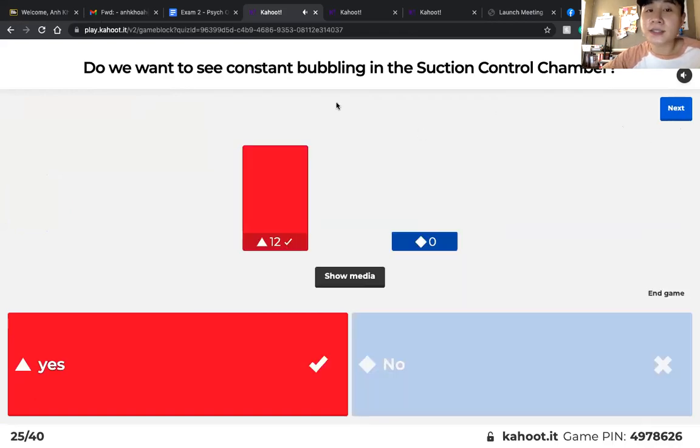Awesome, guys. So we want to see constant bubbling in the suction control chamber. We don't want to see bubbling in the water seal chamber, because if there's bubbling in the water seal chamber, it indicates that there has been a leak. If there is no bubbling in the suction chamber, we check from the device to the wall. If there is bubbling in the water seal chamber, we check for the kink. We check from the chest tube to the patient. Okay, chest tube to patient for water seal.